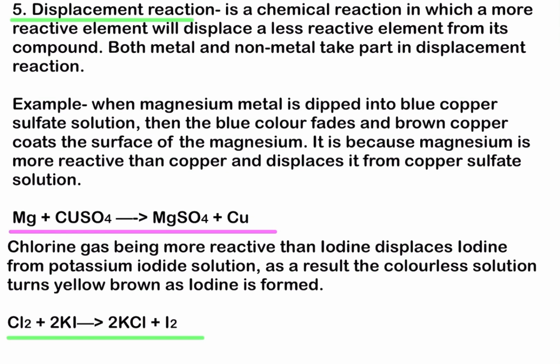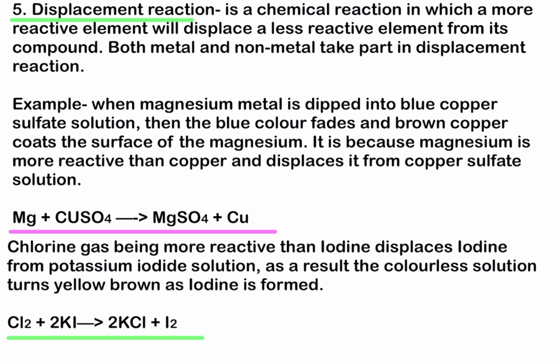The fifth type of chemical reaction is the displacement reaction. A displacement reaction is a chemical reaction in which a more reactive element will displace a less reactive element from its compound. Both metals and non-metals take part in displacement reactions, meaning to say displacement reactions take place in metals also and in non-metals also. So let's see the example of a metal.